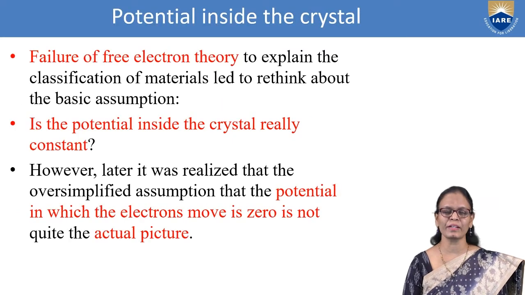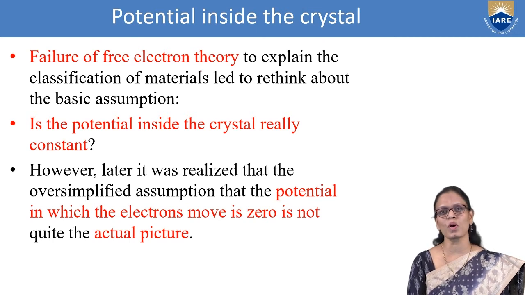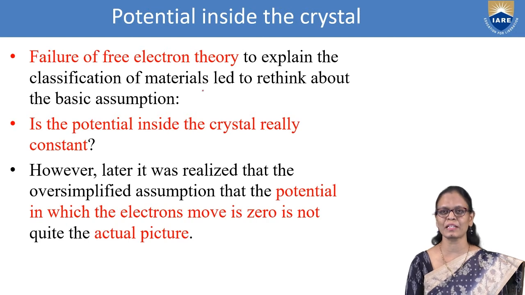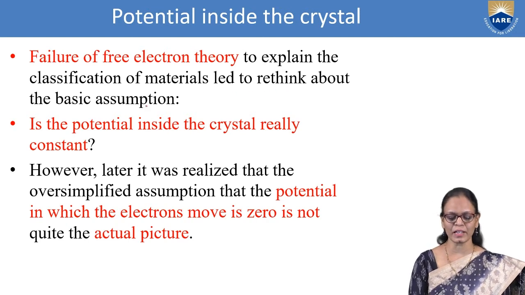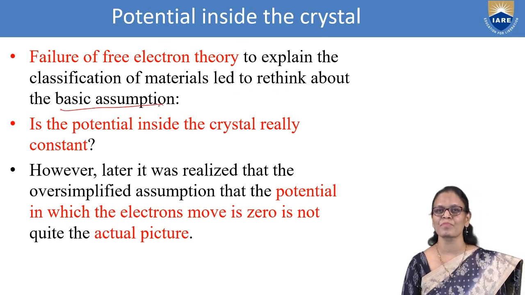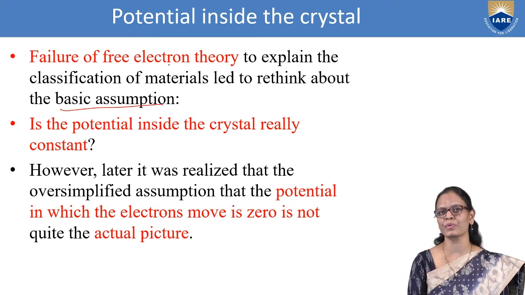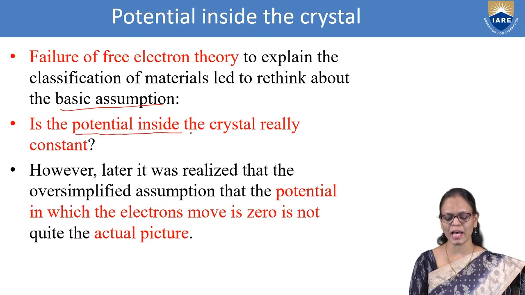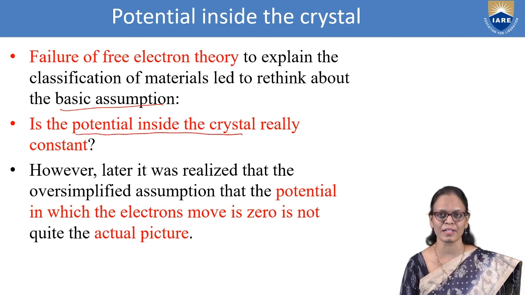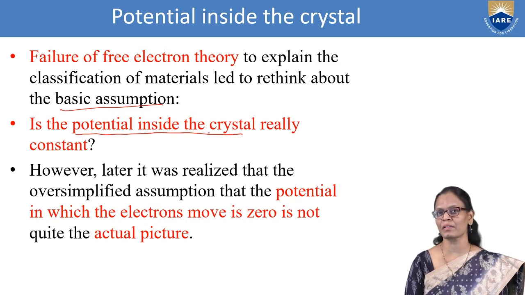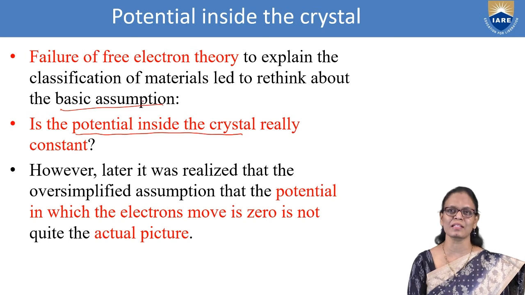Now, this failure, the failure of the quantum free electron theory to explain the classification of materials, led to a rethink about the basic assumption. They had a basic assumption in quantum free electron theory. What was the basic assumption? The potential inside the crystal is constant. That is the assumption they made. But with this assumption, they are not able to explain this classification.